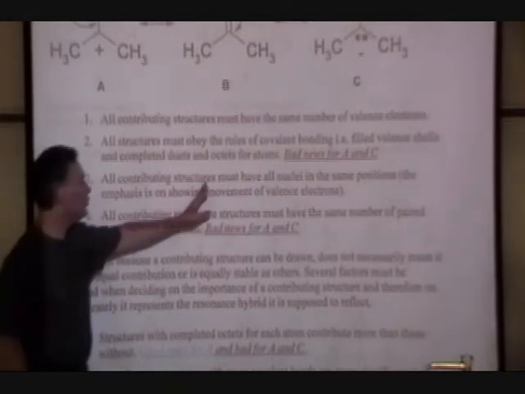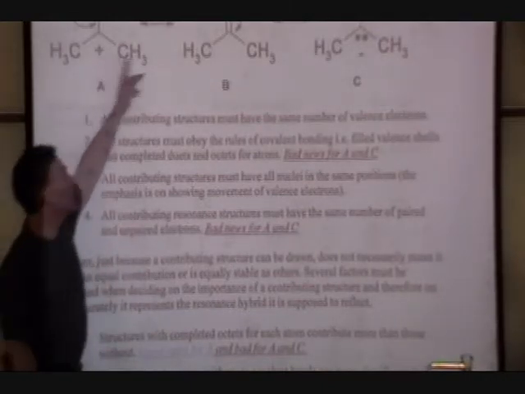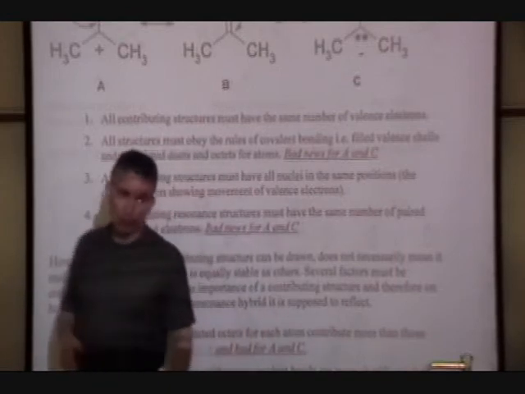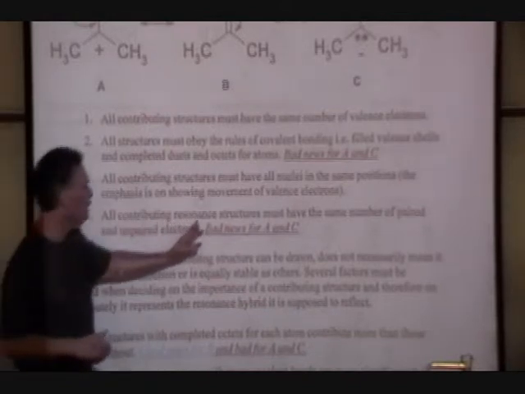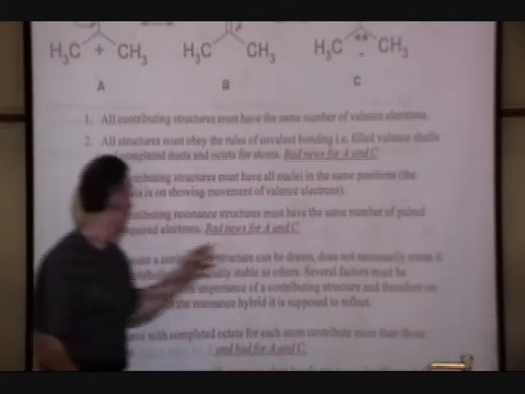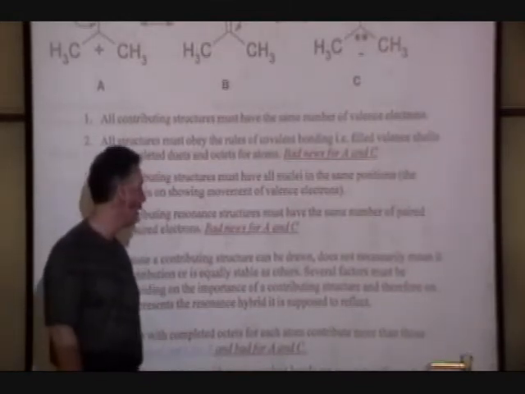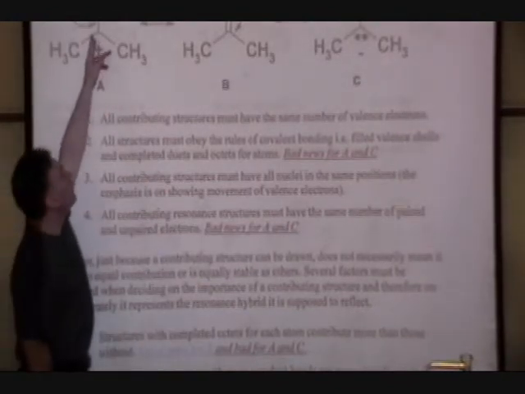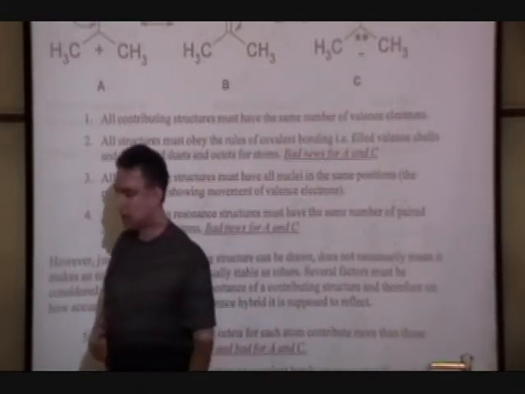All contributing structures must have all nuclei in the same positions. And that at least we've achieved. We're not changing the connectivity of the atoms in the molecule, because we're just changing and shifting the lone pairs and pi bonds. All contributing resonance structures must have the same number of paired and unpaired electrons, which we've already mentioned. Which is kind of bad news for A and C, because we don't have a pi bond here, we don't have a pi bond here, and we've increased the number of lone pairs.